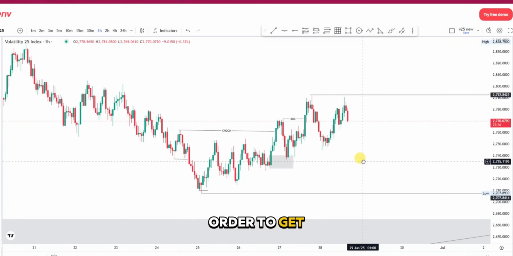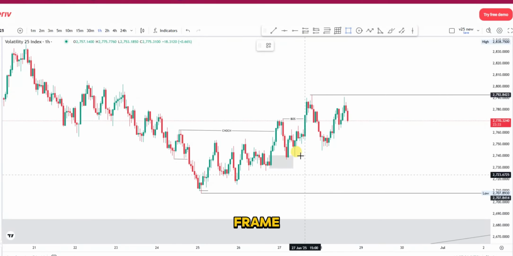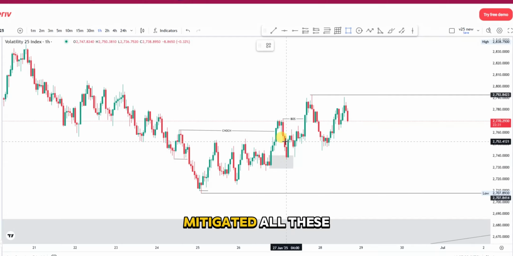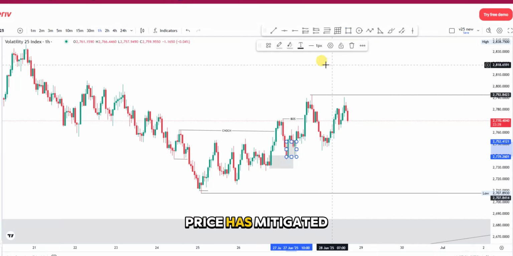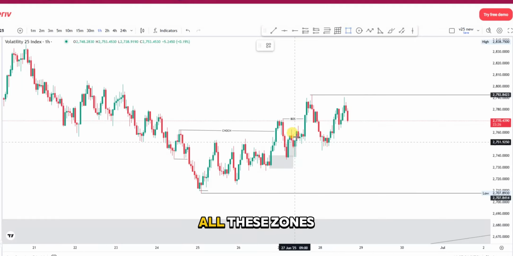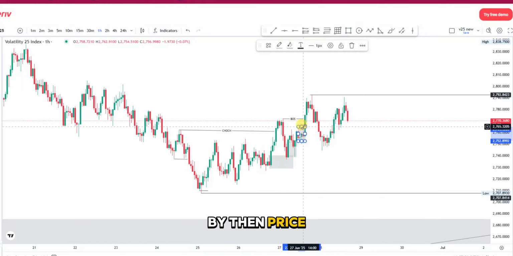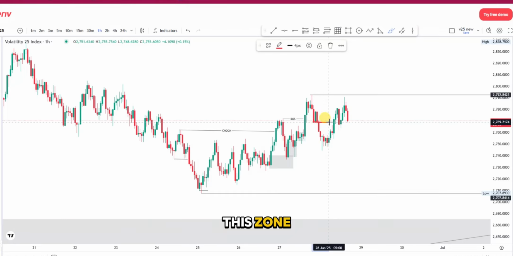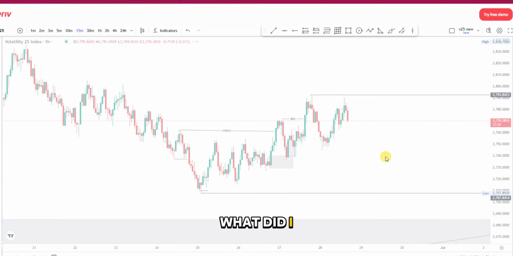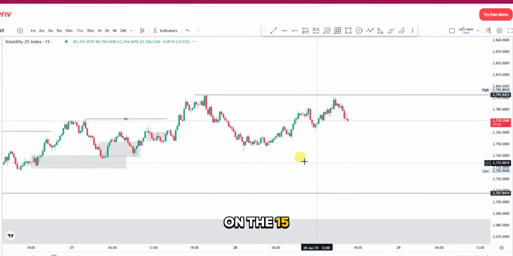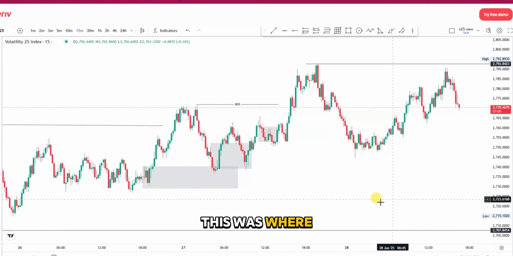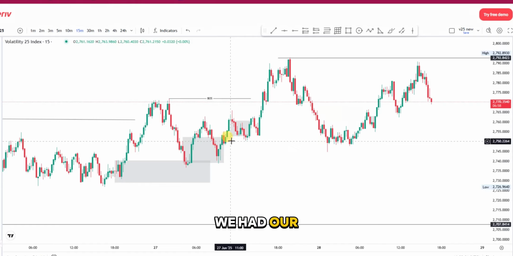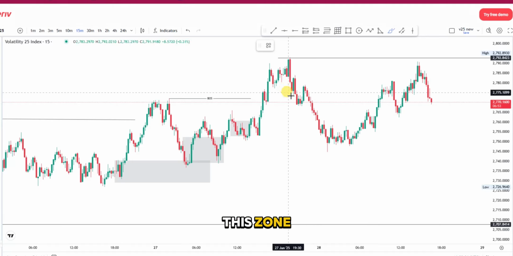So now in order to get my entry, because on the 1 hour time frame we could see that price has mitigated all these zones, good. By then price was around here, was trading around this zone. By then price was trading around this zone. So now what did I do? I went to the 15 minutes time frame. On the 15 minutes time frame, this was where we had our last analysis. By then price was trading around this zone.